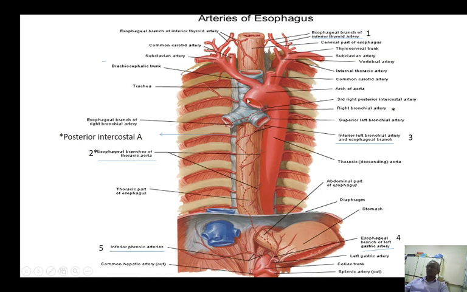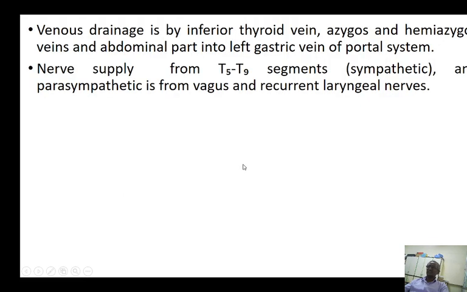Now, the various arteries that are supplying the esophagus. The first one is the esophageal branch of the inferior thyroid artery, then esophageal branches of the aorta directly, then the bronchial arteries giving branches to the esophagus, then the left gastric artery giving branches to the esophagus, and the inferior phrenic artery. These are the 5 arteries supplying the esophagus, the blood supply to the esophagus.